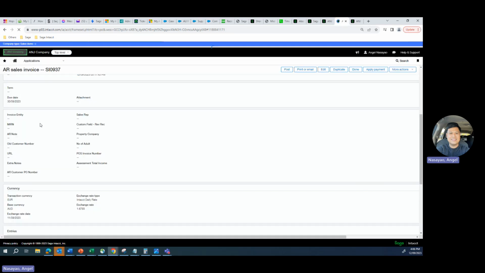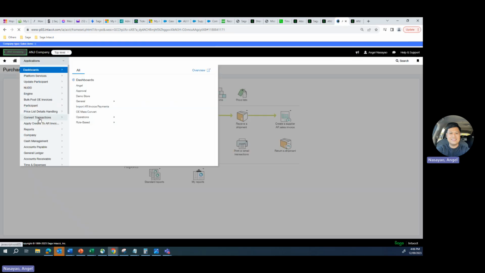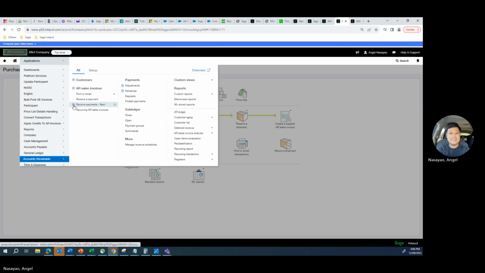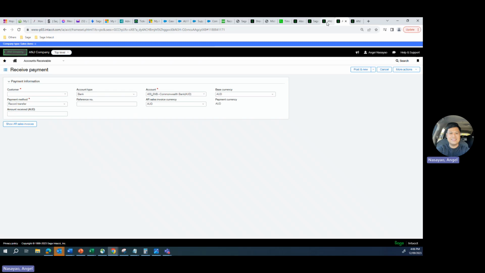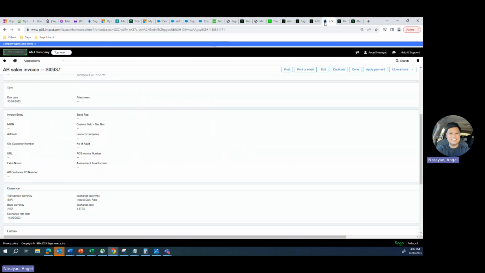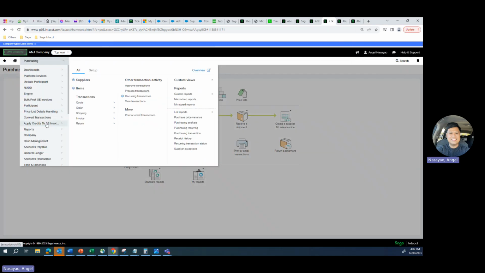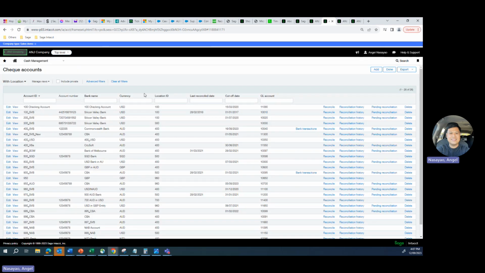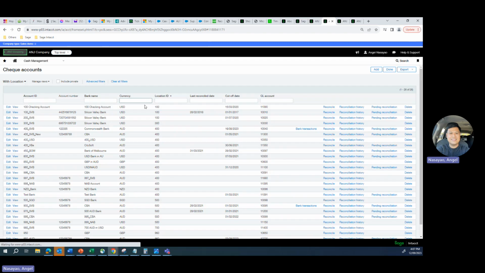But if we have a look at this one here again, accounts receivable, receive payment in here. Let me just duplicate this further. And I think I have cash management check account here. And for 400, I have this one. So 800 SVB. All right, so USD and AU.